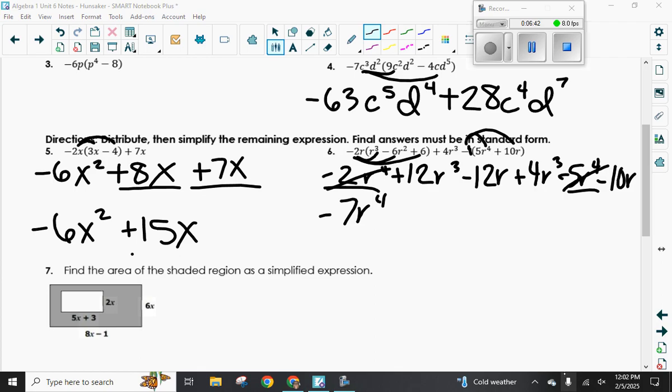So now our next largest exponent is 3. So what's 12 plus 4? 16 r to the third. And then -12 minus 10. -22r. Those are not combinable. They don't have the same exponents. It's in standard form because the exponents are 4, 3, and then 1, so it's decreasing. So we're done.